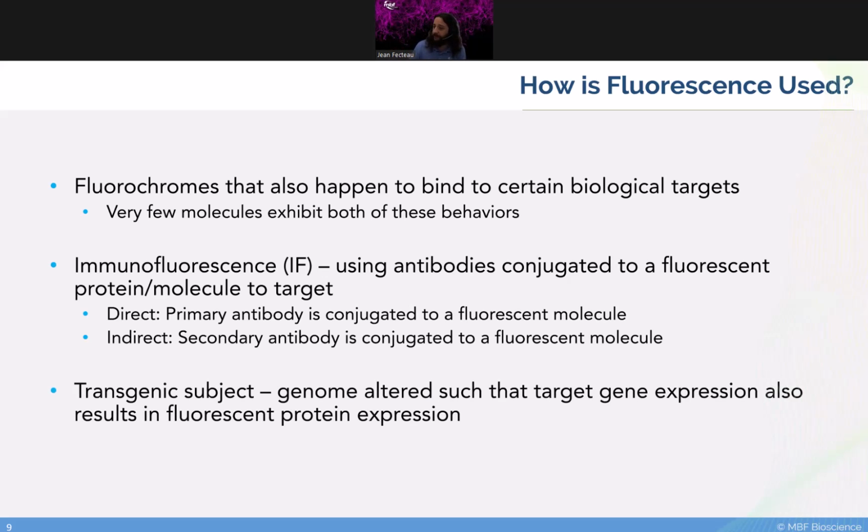We can also see transgenic subjects used sometimes, where the genome of the subject itself has been altered such that expression of our target gene of interest is also going to result in expression of a fluorescent protein. And then finally, we can also sometimes see gene transfer using viral vectors, and these can get very experiment dependent in terms of what they want to do.